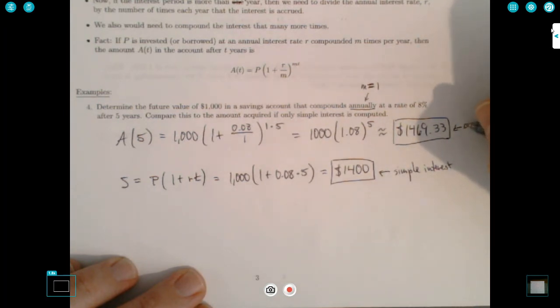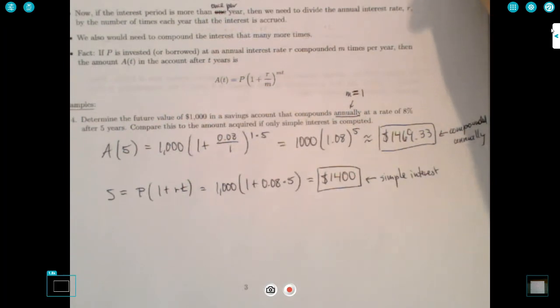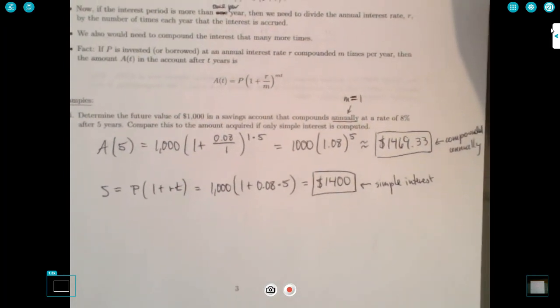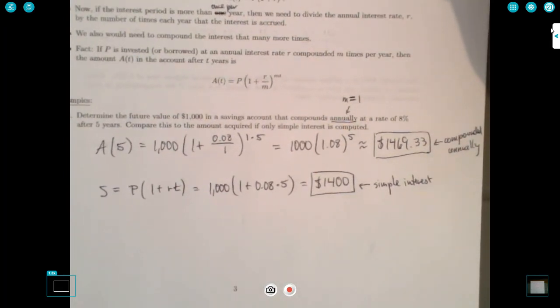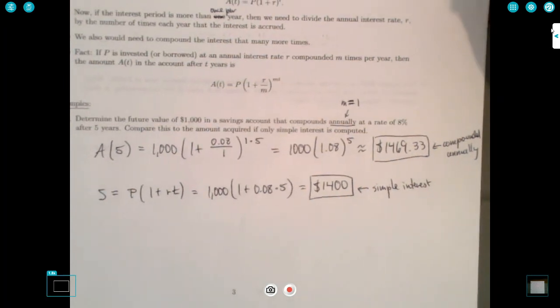Compound interest. This is if it's compounded annually. Okay, if it's compounded annually. So you can see we like compound interest, and most interest in the real world is compounded. It's actually compounded monthly for the most part. So like your bank account interest, for example, is compounded monthly.